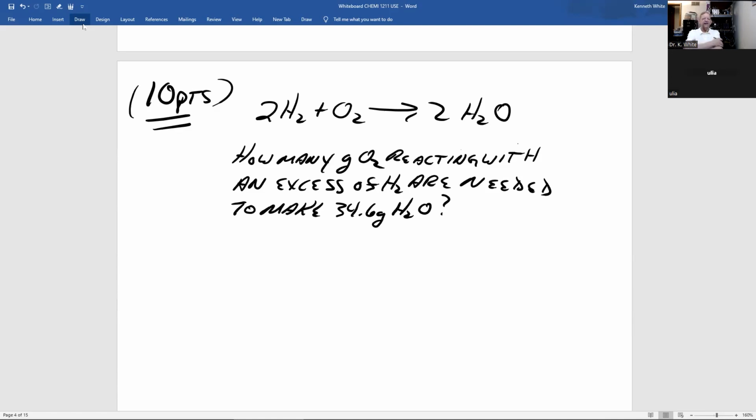And let's look at this. 10 points. How many grams of O2, oxygen gas, reacting with an excess of hydrogen are needed to make 34.6 grams of water? So what are we being asked to find? How many grams of oxygen? What are we given? We're given 34.6 grams of water we're trying to make. We have an excess of hydrogen, so we can just ignore it. And we're given this balanced chemical equation.